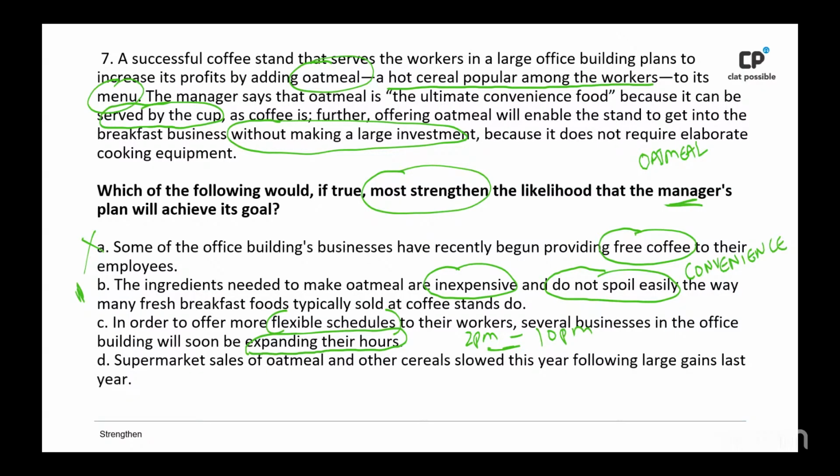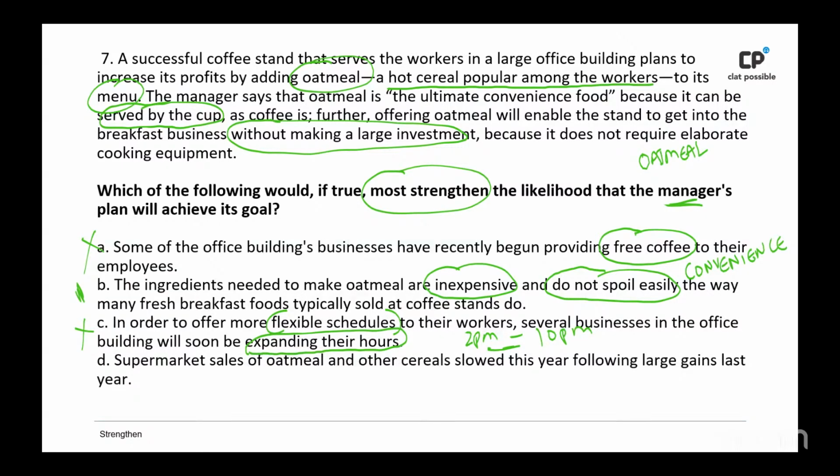Whatever be the case, maybe it helps them, maybe it does not. Option C does not tell us very clearly whether it will help them or not. So option C again is vague on that aspect, and therefore we are not sure if it strengthens the plan. C is out. Option B is still a better option.